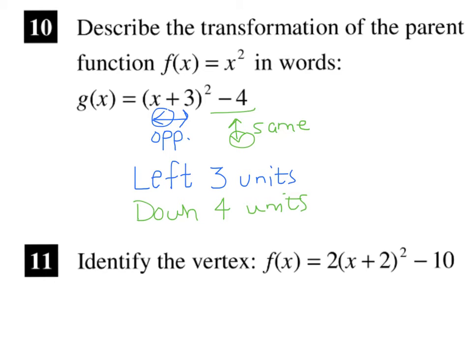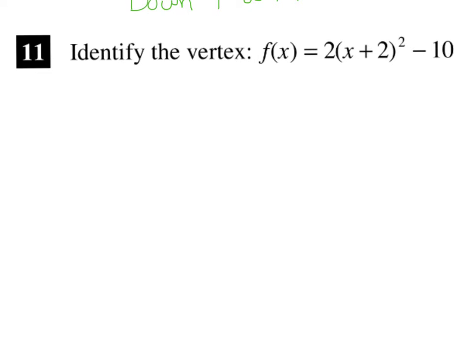It might help you to just flip the sign on the 3 and then keep the sign on the 4. And since that's where the vertex is, then you can say left and down. On number 11, that's all you have to do. You have to name the vertex. So remember, you flip the sign inside and you keep the sign outside. So this vertex is at negative 2, negative 10.